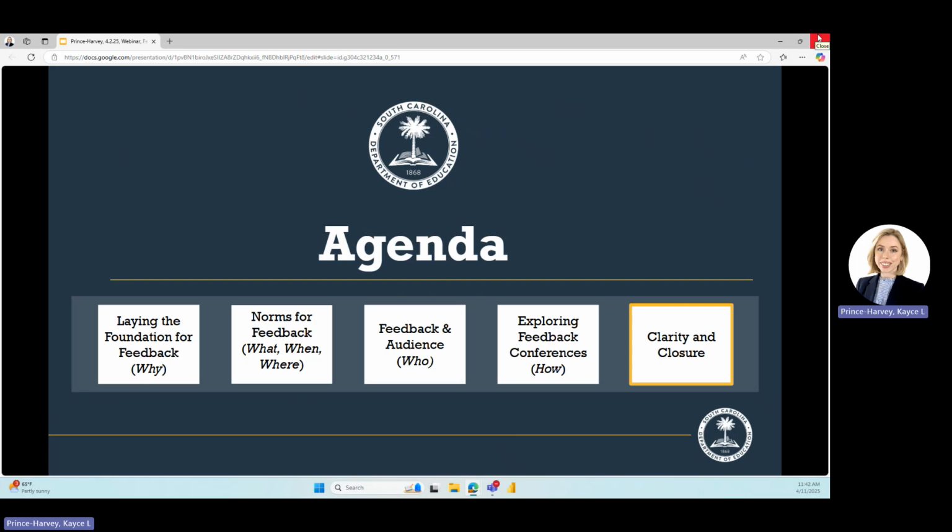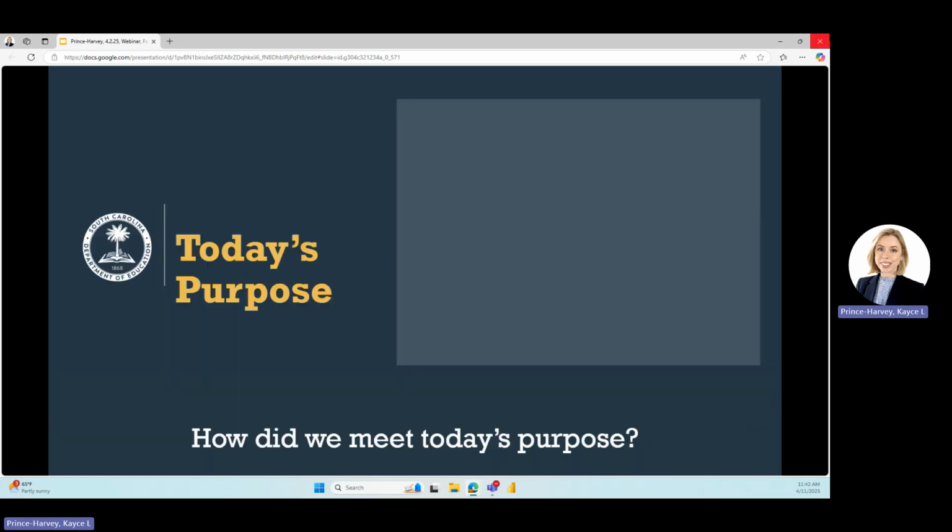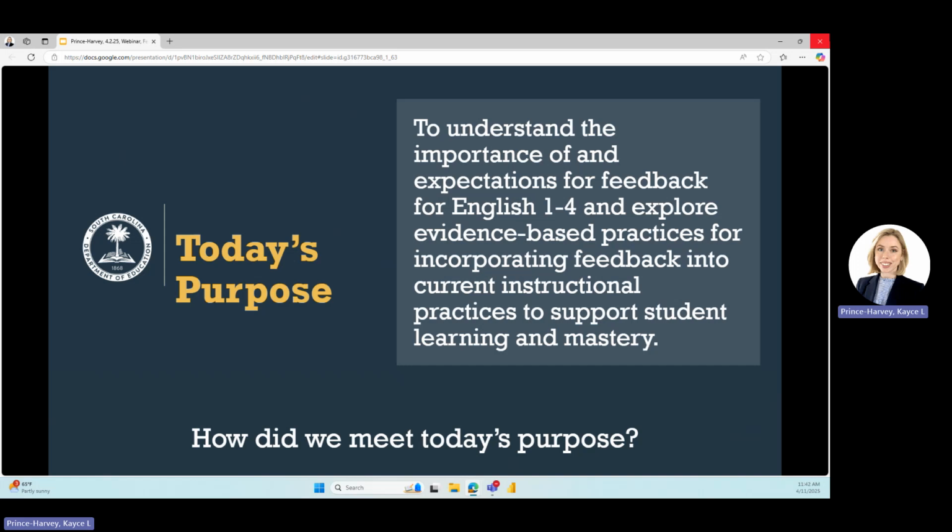All right, wrapping up with our clarity and closure. I'm going to revisit our purpose for today. And you should see in box 1 of your note catcher, you wrote down what you thought you might be able to do by the end of this session. So I want you to consider how we met today's purpose, and did your interpretation of the purpose match the end result?